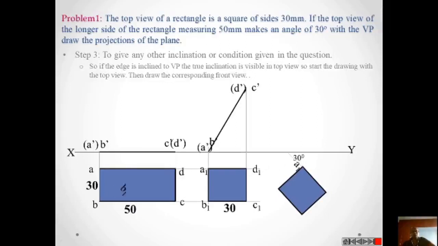So what is this? A1 D1 is inclined at an angle of 30 degrees, because A1 D1 is the top view of this AD. A1 D1 is the top view of AD. So A1 D1 you take and keep it inclined to XY. This is the inclination with VP. The top view of AD is inclined at 30 degrees to VP. So that is what is given.